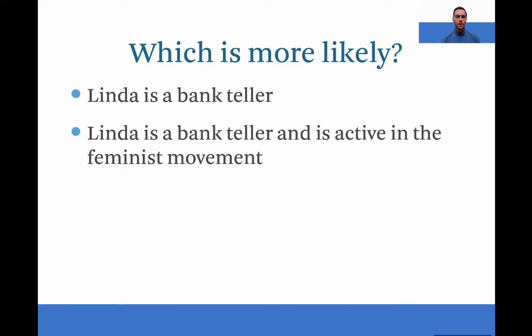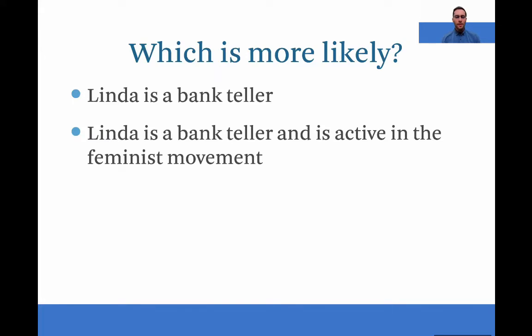The first one is Linda is a bank teller. The second is Linda is a bank teller and is active in the feminist movement. Take a minute and decide for yourself which of these statements you think is more likely to be true. The statistically correct statement here of these two choices is the first one. Linda is a bank teller.